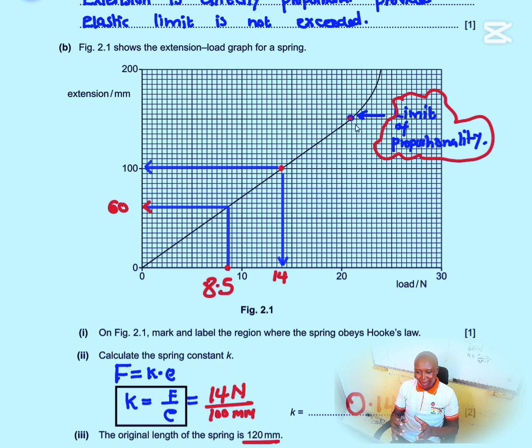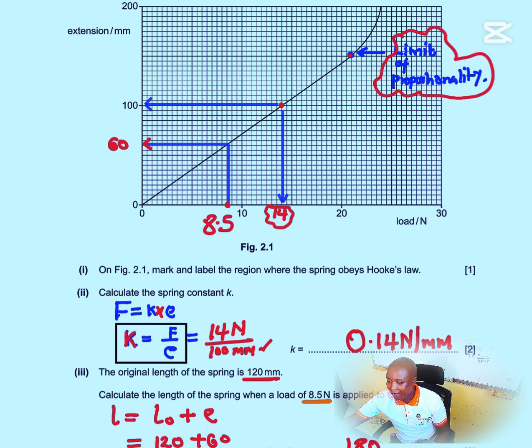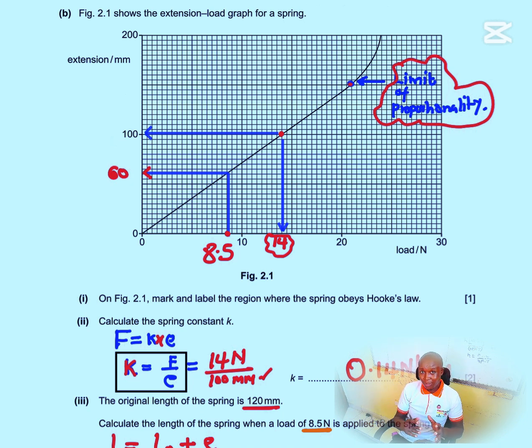Hooke's law formula is force is equal to the spring constant times extension. So if you're working out the spring constant, you need the force and extension. Where are you going to get the extension and the force from? You go to the straight part of the graph, then you can read the extension being 100 millimeters, and you read the force, or the load, which is 14 Newton. If you work it out, you are going to get your answer 0.14 Newton per millimeter.